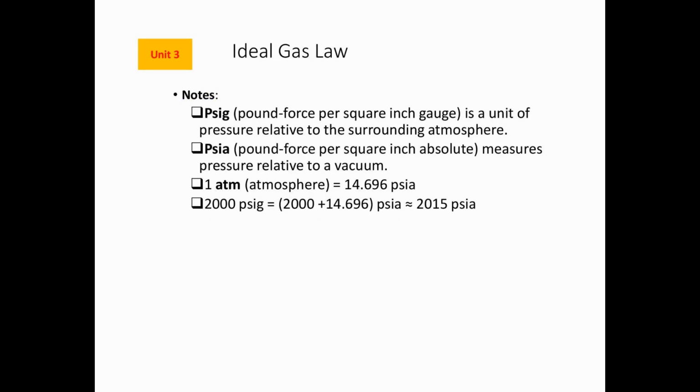I give you some notes here. PSIG is pound-force per square inch gauge. This is a gauge reading. It's a unit of pressure relative to the surrounding atmosphere. If we put a gauge in the atmosphere, it reads 0. But is this really 0 pressure? No, we already have 1 atmosphere. When we stand on the ground, we already have 1 atmosphere of pressure there.